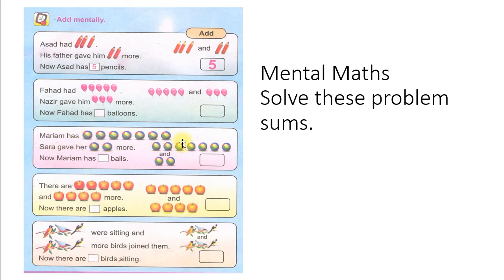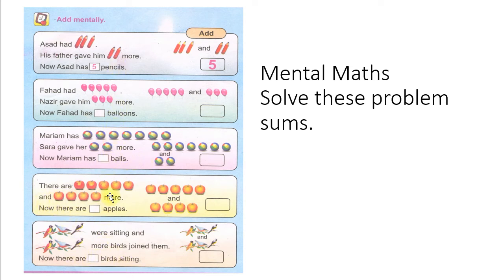Maryam has these balls. Count them. How many balls? Sana gives her more balls. How many more balls are given to her by Sana? Count them also. Now count all these balls together. Now Maryam has dash balls. How many balls? You have to do it with the help of your parents. I have explained 2 sums to you. Now the rest you can do.